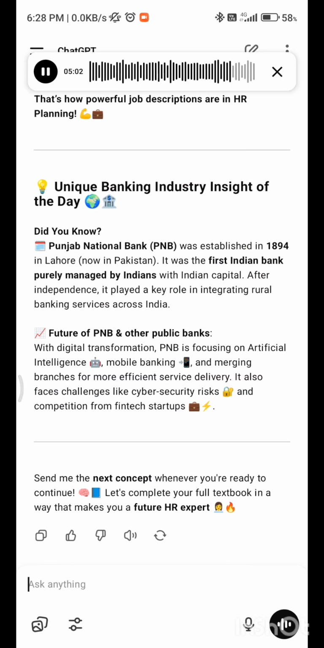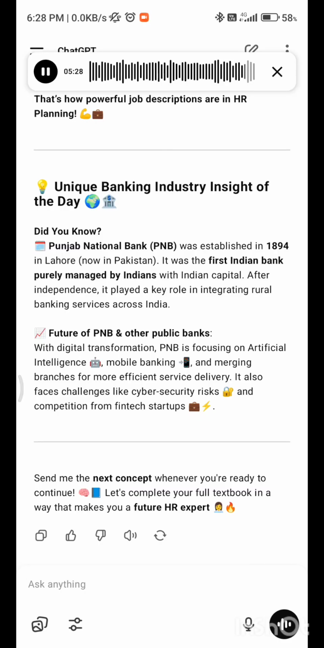Unique banking industry insight of the day. Did you know? Punjab National Bank, PNB, was established in 1894 in Lahore, now in Pakistan. It was the first Indian bank purely managed by Indians with Indian capital. After independence, it played a key role in integrating rural banking services across India.